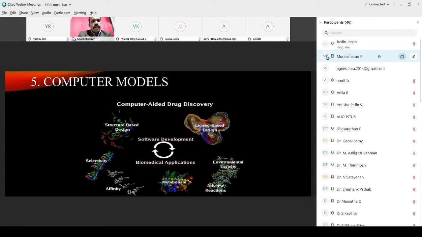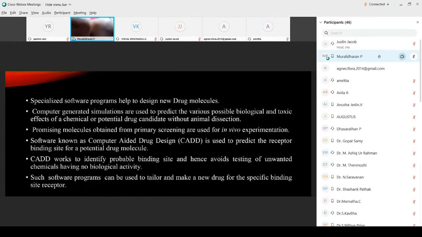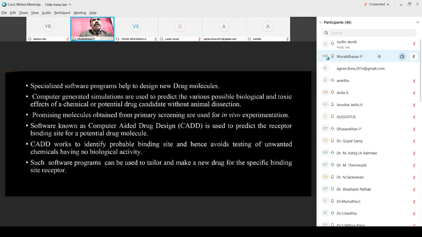And then computer aided drug discovery. This is structure based design, and ligand based design is also there, which can be used for study of environmental toxicology, then metabolism, affinity, selectivity, and adverse reactions. So specialized software programs are there to help design a new molecule, and computer generated simulations are used to predict various possible biological and toxic effects of a chemical or potential drug candidate without the use of animal dissection. So promising molecules can be obtained from primary screening or used for in vivo experimentation.